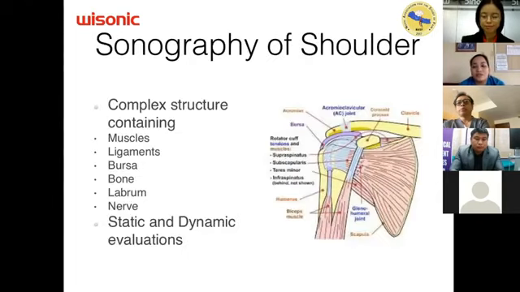Regarding sonography of the shoulder joint, as Dr. Suresh rightly mentioned, it is a very complex structure and it is a very common problem, second only to low back pain. It is a complex structure with lots of tendons, the ligaments, the bursa, the bone, the labrum, and the nerve. And the sonography of the shoulder joint is important not only for static evaluation, but also for dynamic evaluation.